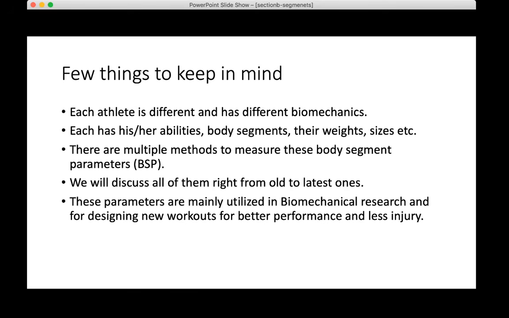That is not your area, so I'm not discussing it. But biomechanics is also utilized for medical purposes, and in that case we also utilize this research for designing prosthetics and implants. That is another section of biomechanics, but we will be dealing with sports only. So these parameters are mainly utilized in biomechanical research and for designing new workouts and techniques for better performance and less injury.